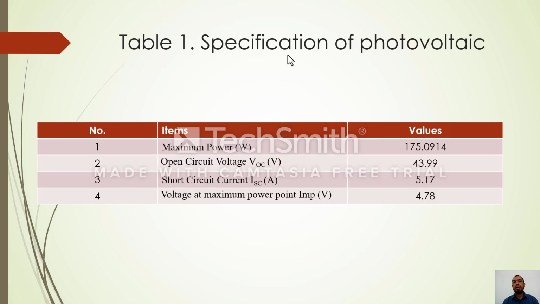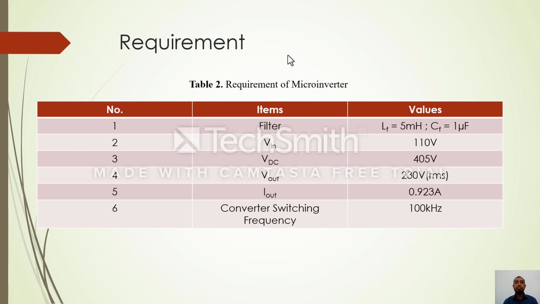Table 1 shows the specification of photovoltaic: maximum power 175.0914 watt, open circuit voltage 43.99 volt, short circuit current 5.17 ampere, and voltage at maximum power point 4.78 volt. Table 2 shows the requirement of microinverter: filter 5 mH for inductor and 1 microfarad for capacitor, V in 110 volt, VDC 405 volt, Vout 230 volt RMS, Iout 0.923 ampere, and converter switching frequency 100 kHz.